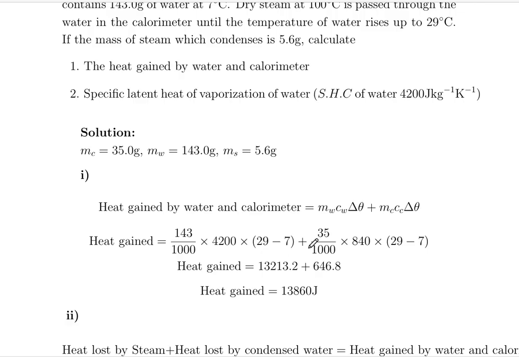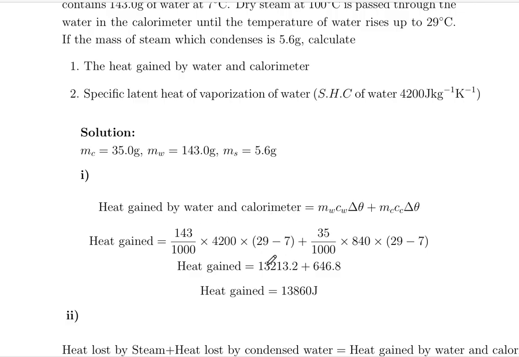Then plus the mass of the calorimeter, which is 35 grams. We are also required to change the 35 grams to kilograms by dividing by 1000. Then multiply by the specific heat capacity of the calorimeter, which is 840, multiplied by the same temperature difference as that of the water.